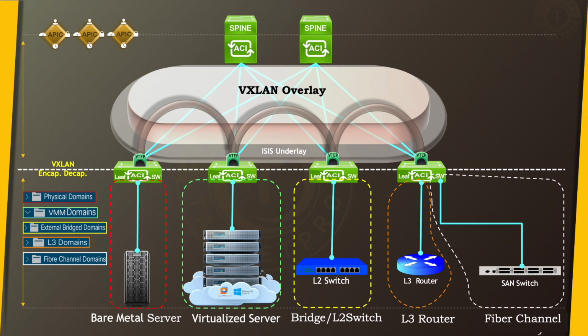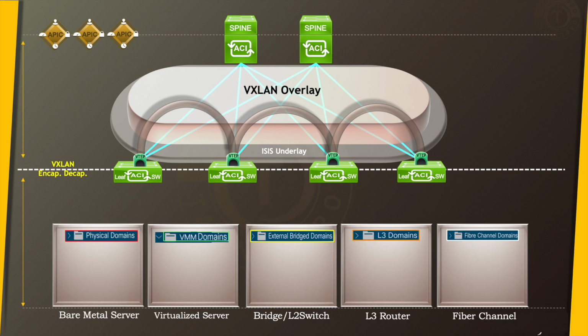Which type of devices, or which category of devices, are connected in the ACI infrastructure. Now as I said, this type of domain we have to create based on our category of devices. So what we do, we have configured, right? We have configured 5 separate domains for the 5 separate devices or 5 separate connections. For the bare metal, we have created VMM domains, we have created external bridge domain, L3 domain, and fiber channel we have created.